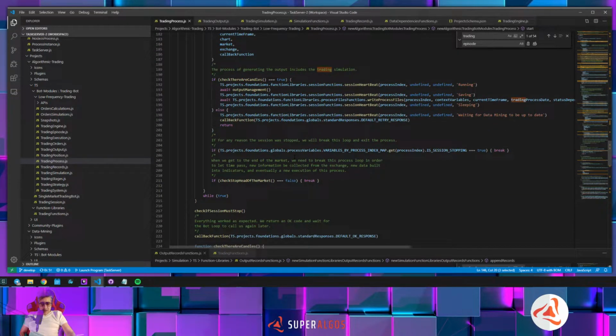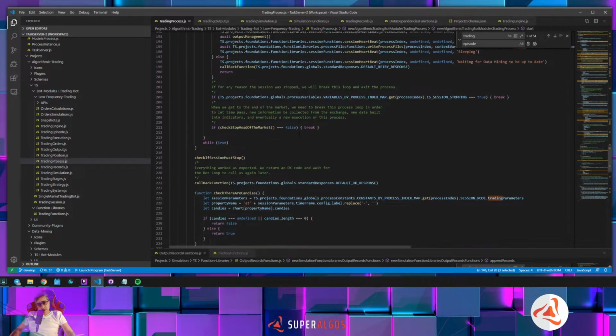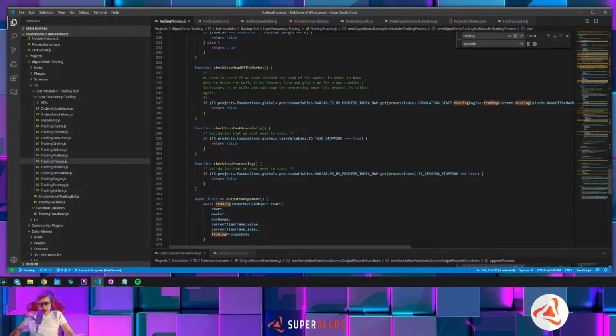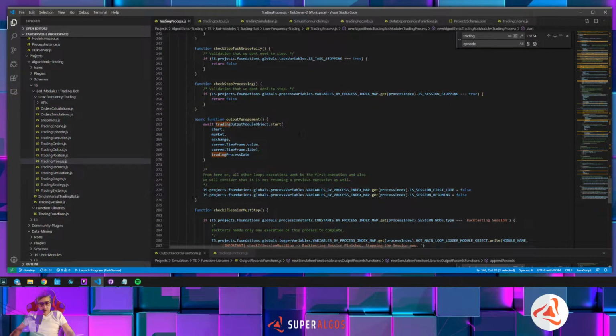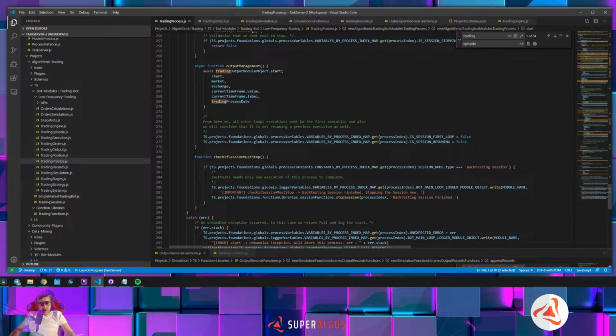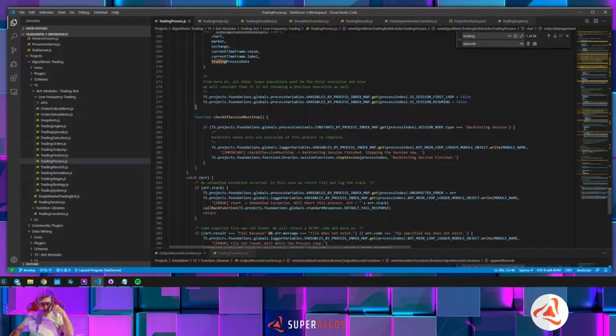So my guess is that the portfolio bot is going to do exactly the same stuff, but still I don't know if I would generalize this. Here is the call to the output module, trading output, which in turn runs the simulation.